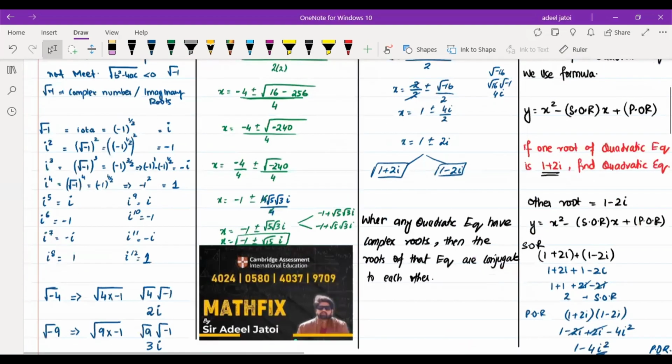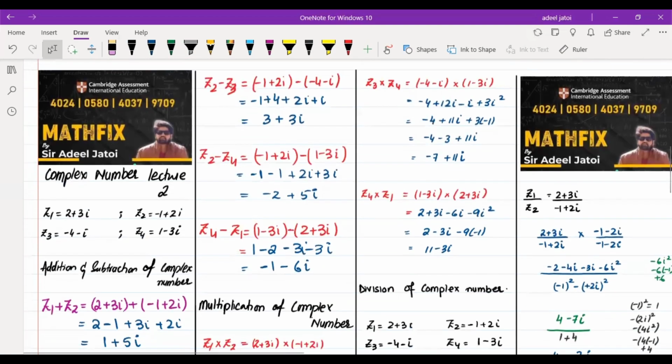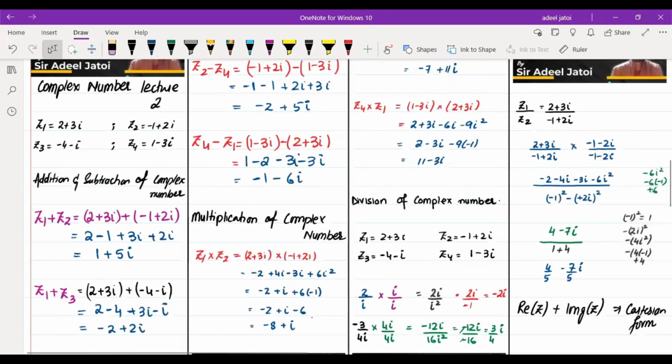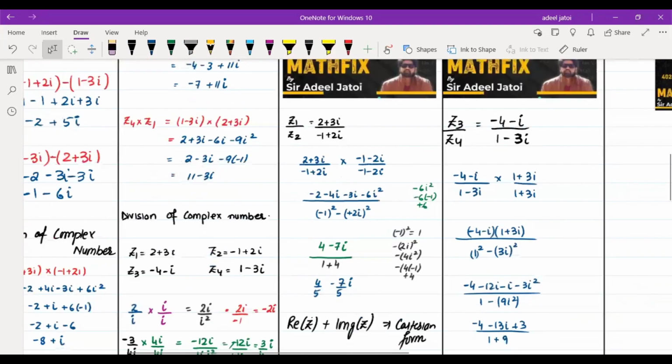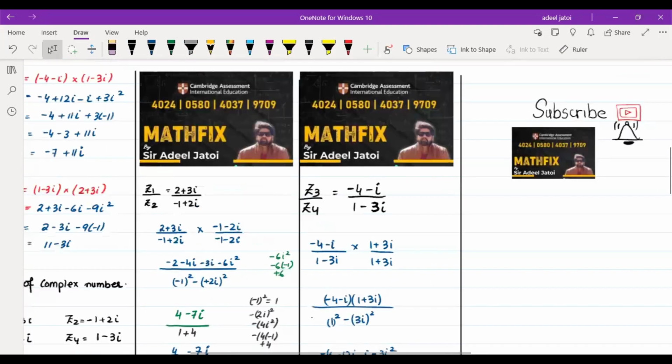In the second lecture, we introduced the different forms of complex numbers in the form of real and imaginary parts, where addition and subtraction of complex numbers took place, whereas we also covered the multiplication and division of complex numbers, right?